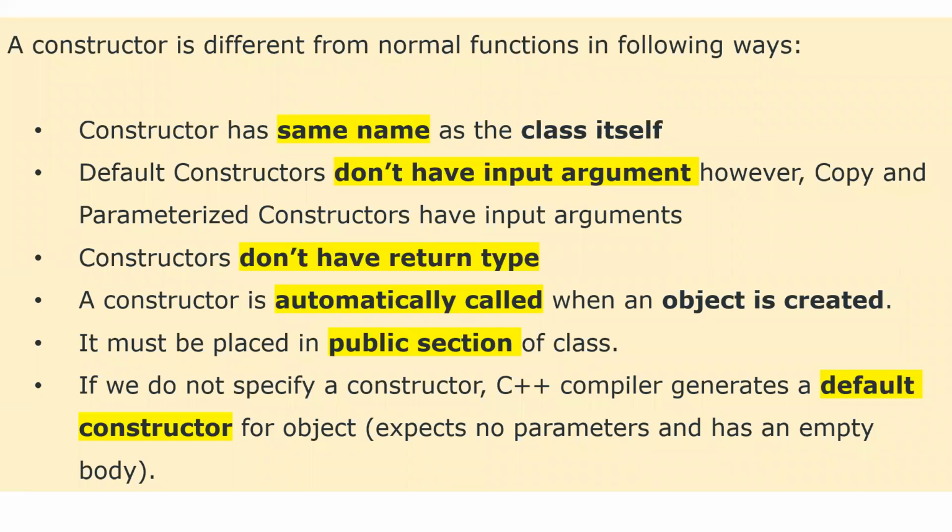Look at some differences. Constructor has the same name as the class itself. Right? Constructor එකේ නම අනිවාර්යයෙන්ම class එකේ නම විය යුතුයි. සාමාන්‍ය method එකක එහෙම නැහැ. ඕනෙම නමක් පාවිච්චි කරන්න පුළුවන්. Default constructor doesn't have input arguments, but the other types have some parameter values. Right?